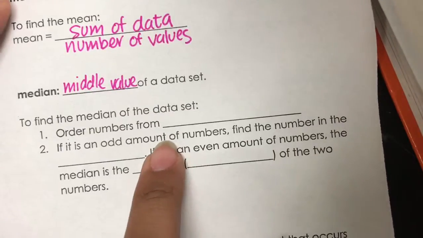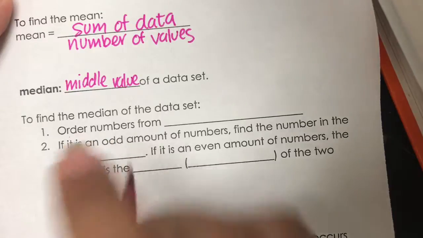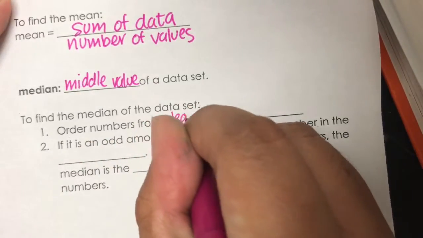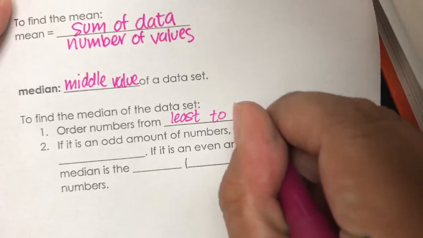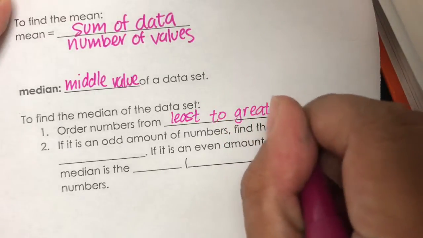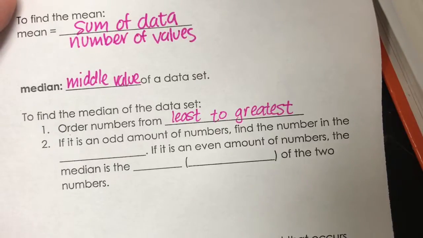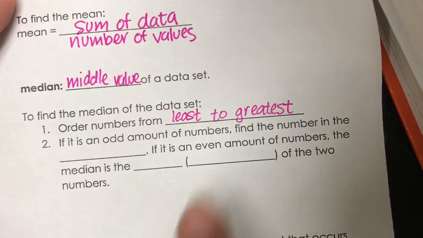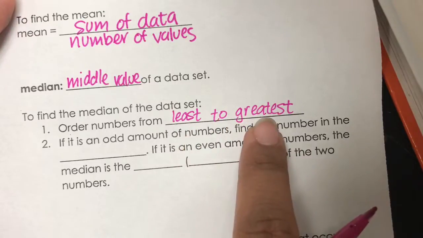To find the median of a data set, all you need to do is first order numbers from least to greatest. This is something that you need to remember to do because a lot of you yesterday or the day before were not ordering your numbers from least to greatest. You were just going right in and trying to find the middle number. That's not the way to do it. You have to order the numbers from least to greatest first.